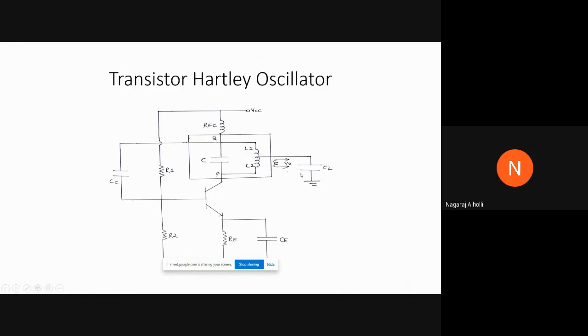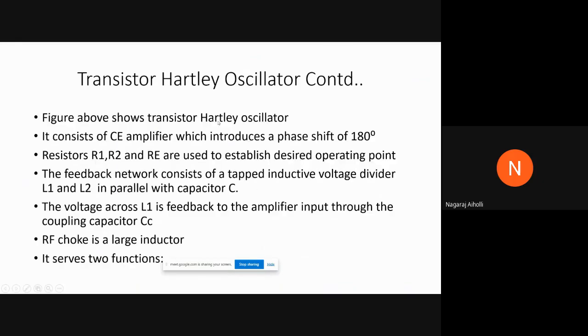And there's a capacitor CL connected to the tapped inductances L1 and L2. This CL capacitance acts as a short circuit, because if any AC signal is present, those AC signals will be passed to the ground. That is the function of the capacitor CL. So this is how the transistor Hartley oscillator functions, so as to produce an overall phase shift of 360 degrees and the oscillations are generated. The same is explained in the form of points here about the function of transistor Hartley oscillator.